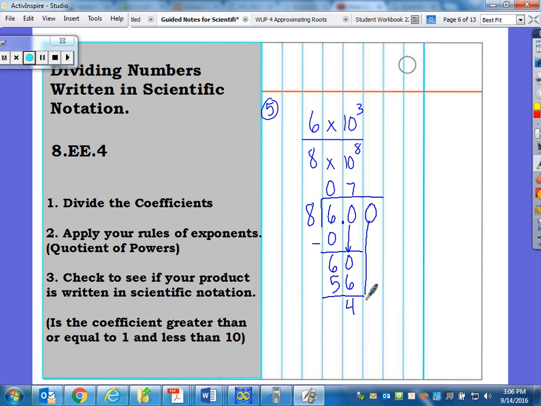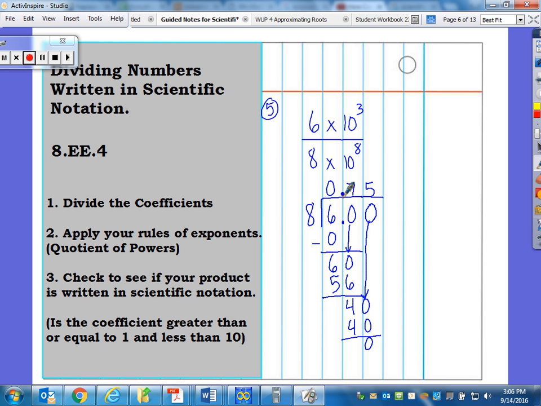We bring down a 0. 8 goes into 40 5 times. We now have a remainder of 0 and a decimal of 0.75.